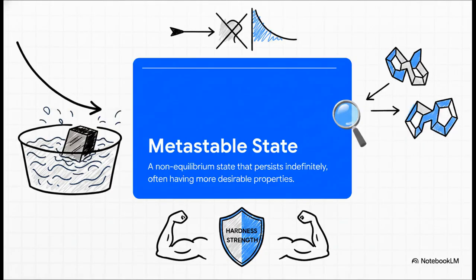Now you might be wondering, why does all of this meticulous mapping and calculating actually matter? Well, it's because while these phase diagrams show us perfect, slow-cooling equilibrium, in the real world, engineers rarely want perfect equilibrium. If you've ever seen a blacksmith plunge a glowing red sword into a barrel of water, they are intentionally interrupting that cooling process to freeze the metal in what's called a metastable state. It's a non-equilibrium microstructure that persists indefinitely, and it often drastically increases the hardness and the strength of the metal.